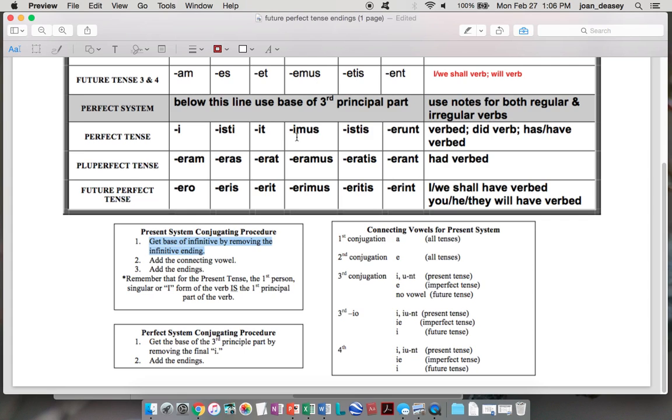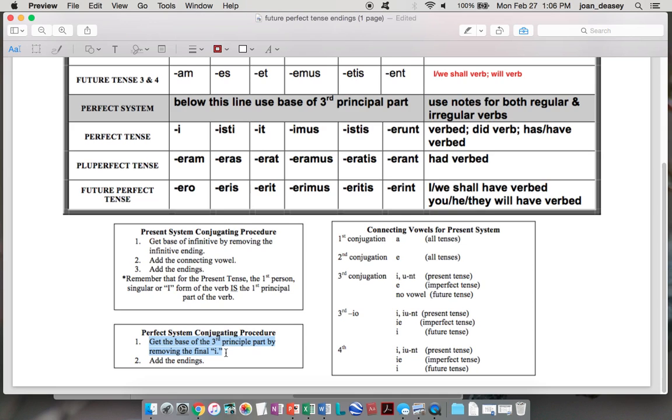The same is true if you see the letters imus, which are the perfect system endings. You must understand that when we are conjugating verbs in the perfect, pluperfect, and future perfect tense, or when we're reading them, we have to understand that these verb tenses are built on the base of the third principal part. That often looks very different or has a couple of different consonants and vowels in it than the second principal part does. It is the combination of the principal part and the ending which helps you to understand what tense we are dealing with.